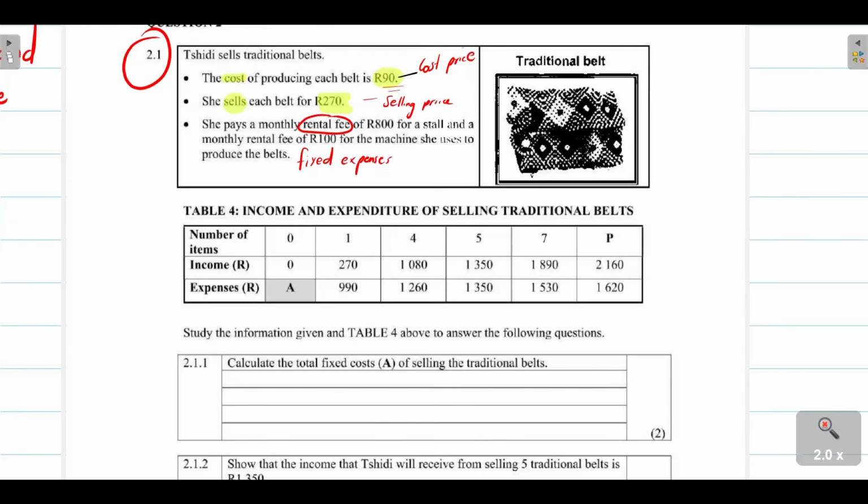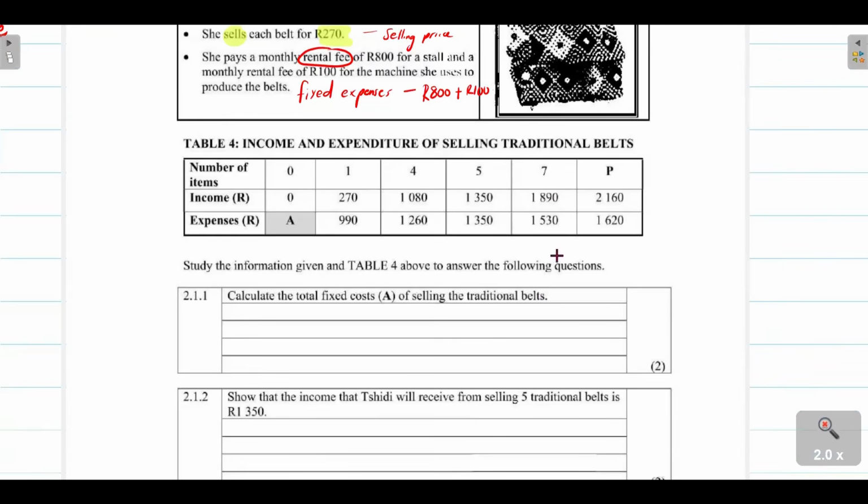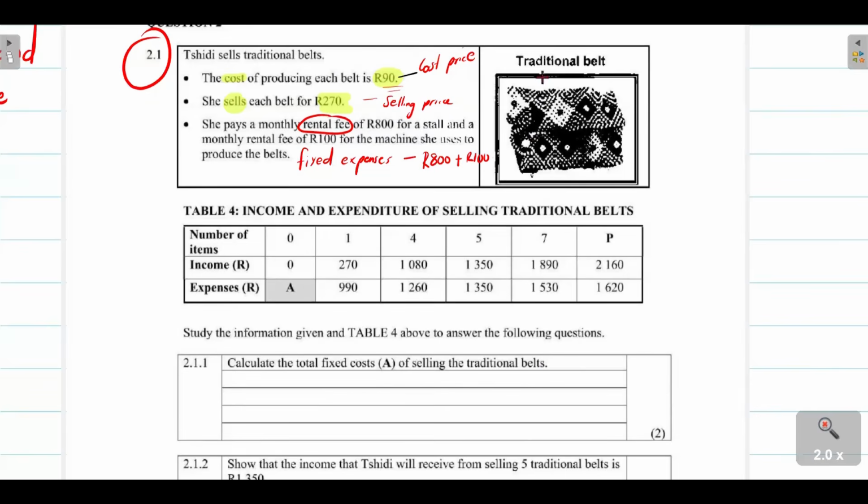What are the fixed expenses? The rent for the stall and the 100 rand for the machine. Good. So we've got fixed expenses of 900 rand. Please think like this as you go through the information: is this a fixed expense? Is this a cost price? Is this a selling price? You need to think like this.